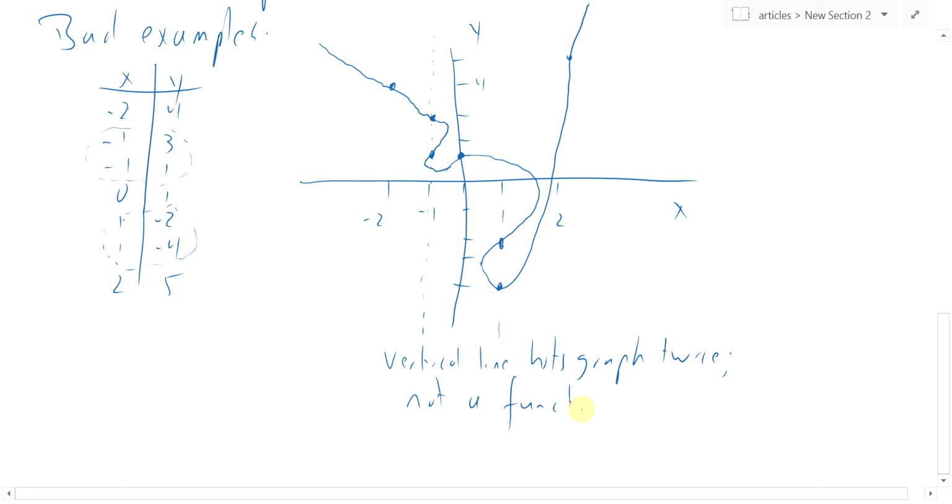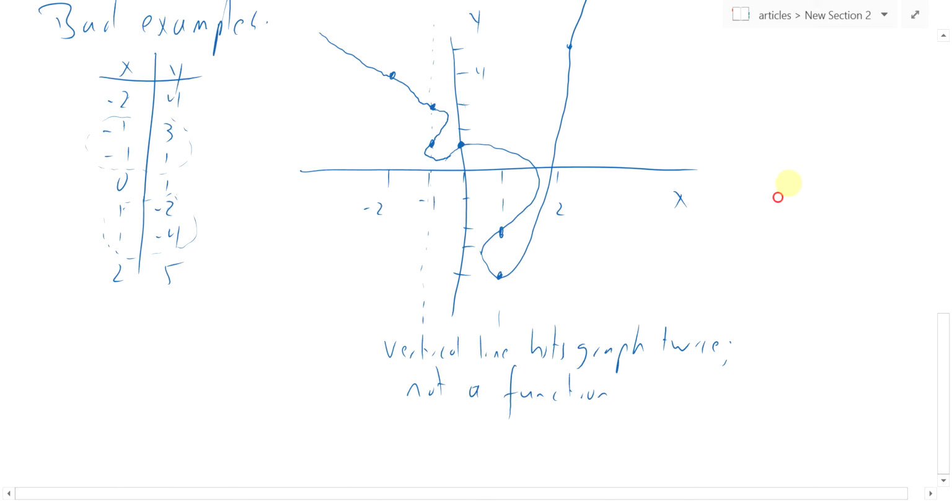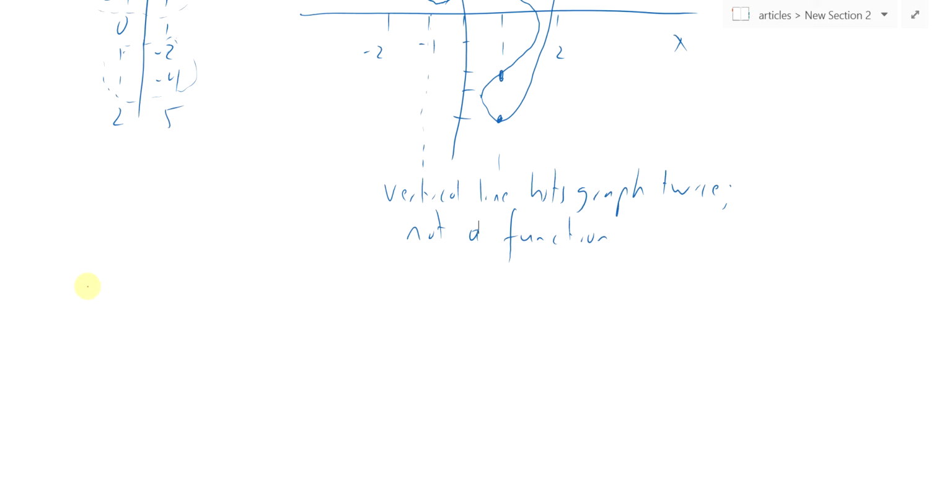A function gives you exactly one output for each input. That's why functions can be very useful in modeling all sorts of things that happen.